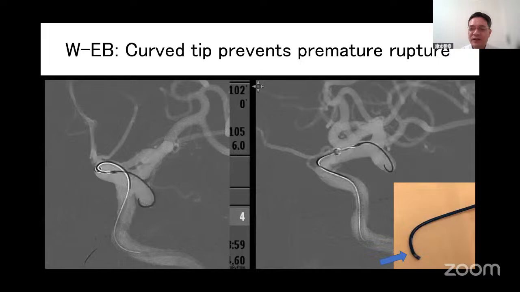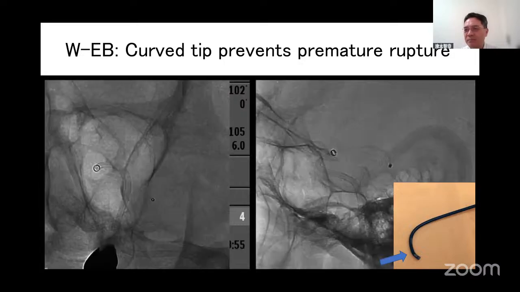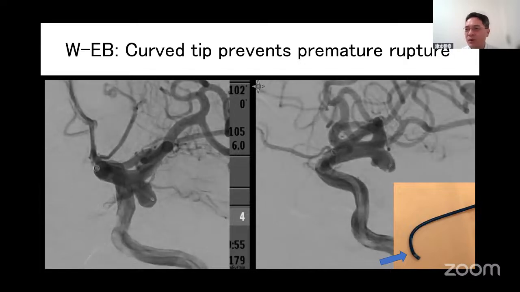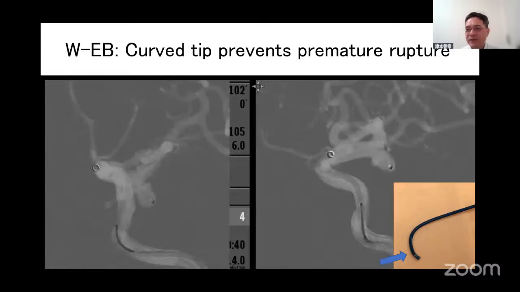This is another example, of WEB placement. And you can see that the catheter tip is pointing towards the aneurysm from the beginning. This reduces the risk of perforating the aneurysm when starting to deploy the WEB, like this.